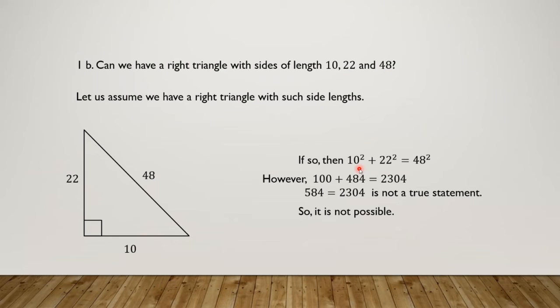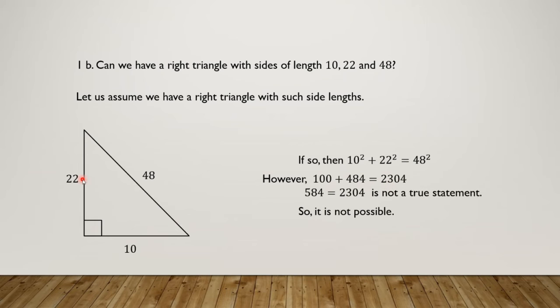Well, we have 10 squared plus 22 squared. Would that have to equal 48 squared? Well, if you do the calculation, it turns out the answer is no. On the left side, you get 584. And on the right side, you have 2,304. And this is not a true statement, so the answer is no. So it can't.